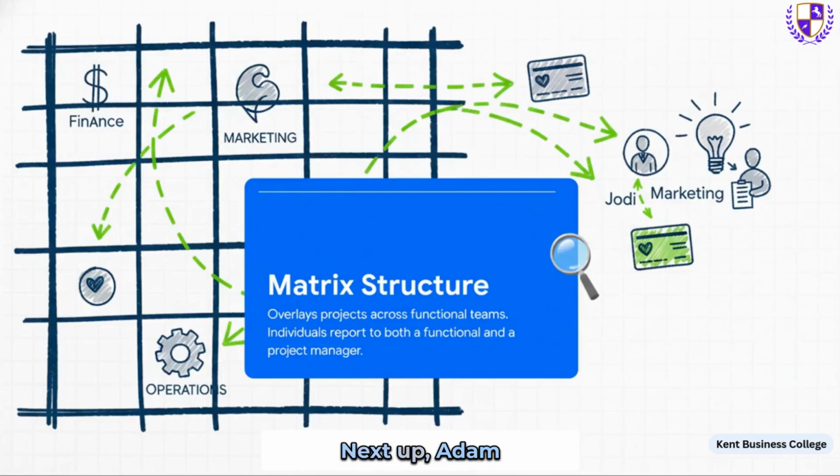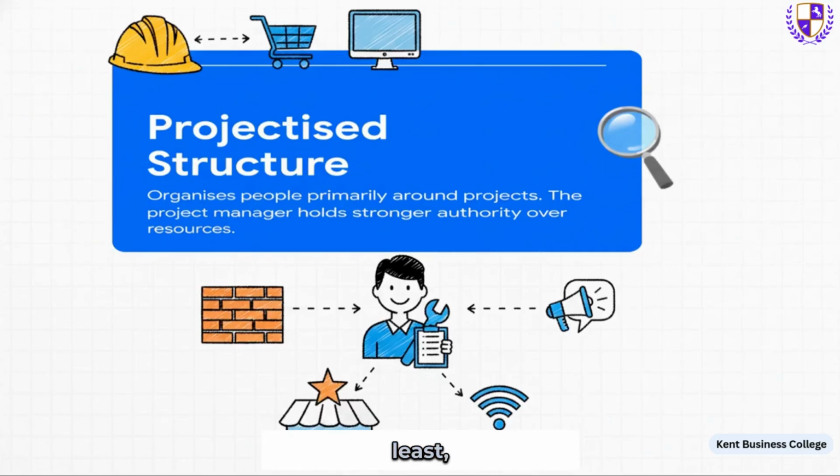Simple. Next up, Adam says, is the matrix structure. And honestly, this is where most of us live. It's a hybrid. You've still got all those functional departments, but projects are kind of laid on top of them. So for you, Jody, that means you report to your line manager in marketing, but you also report to a project manager for that new loyalty card launch. Yup, two bosses.